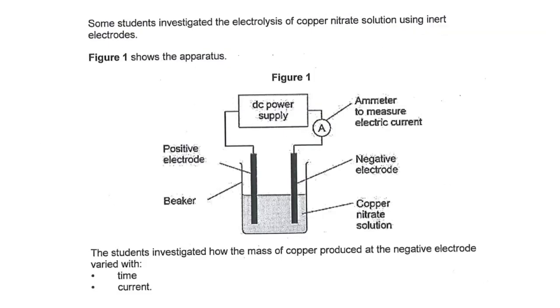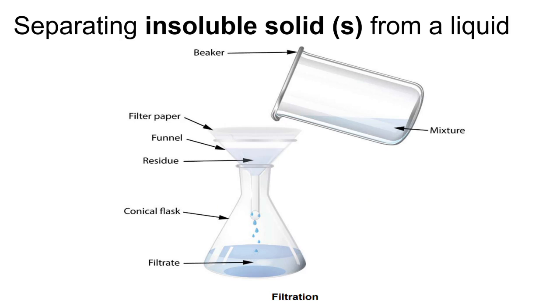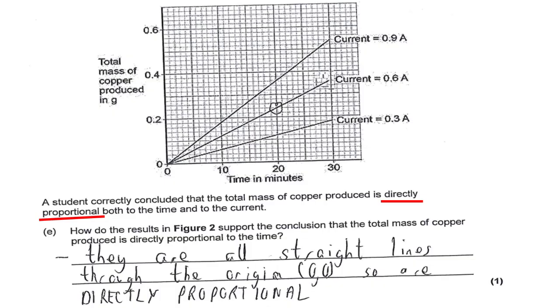Here's just basically a general question: some of the copper felt did not stick to the electrode but fell to the bottom. Well, it will be insoluble, so you just use a filter. You filter it out. Just have a quick read of that. Just use filter paper and you'll be absolutely fine. How can you conclude it's directly proportional? These are all straight lines through the origin, so they are all directly proportional.